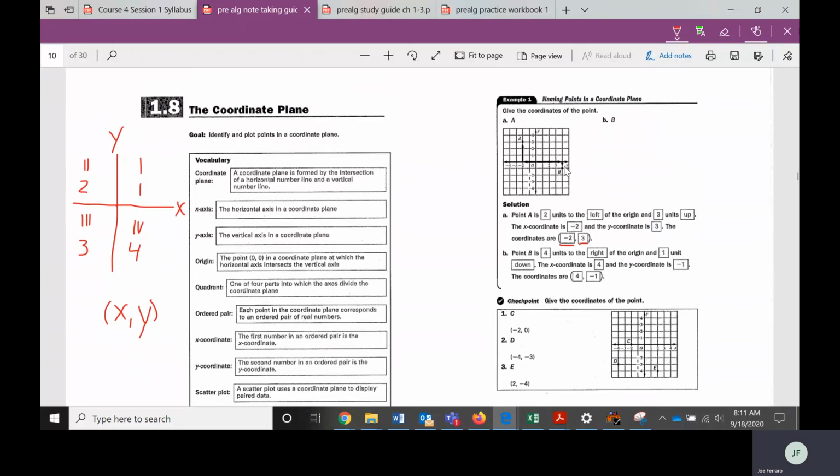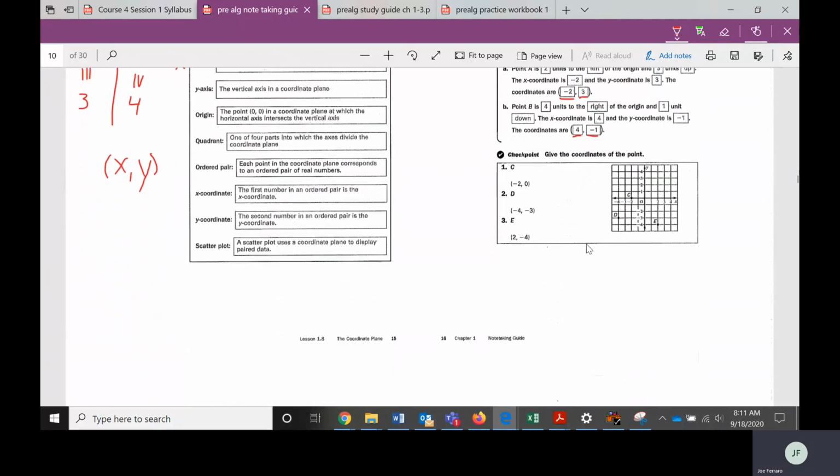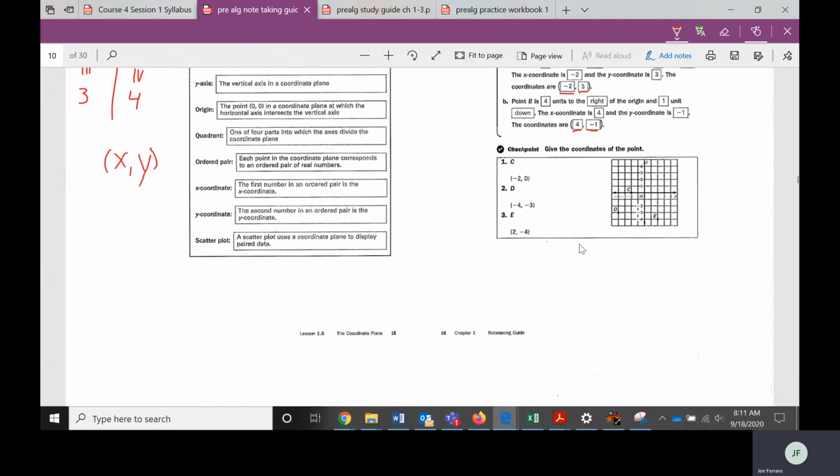Point B is right here. To name that, if we start at 0, 0, we have to go over 4, so the x-coordinate is 4. And then we go down 1. Down is represented by negative, so B is the point 4, -1. Let's go over some more examples here, and they already wrote the answers in. For C, you go left 2, so that's -2. And then you don't go up or down at all. It's on the x-axis, so that's 0.